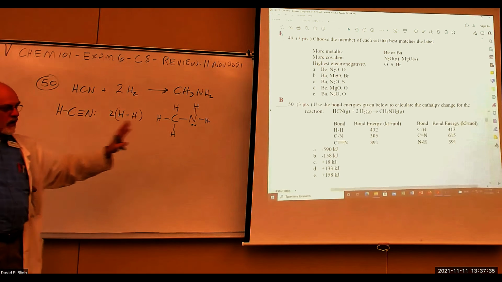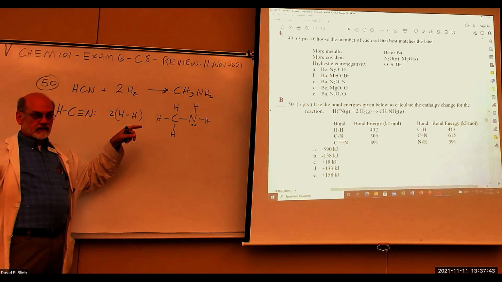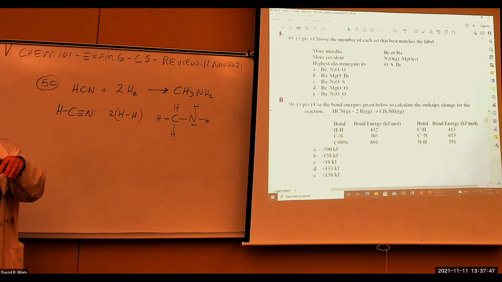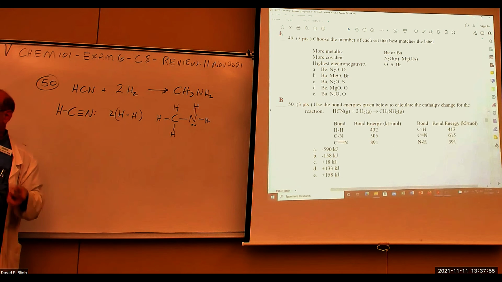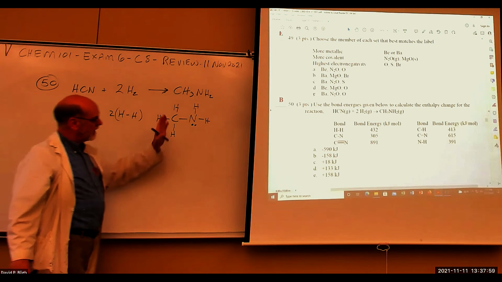All bond energies are written as positive values because of the way they're determined. You take the molecule or the bond and you throw energy at it until it breaks. So it's always input energy. That's why these values are always positive. And the only way to find out what the reality is, is to say this side minus that side.